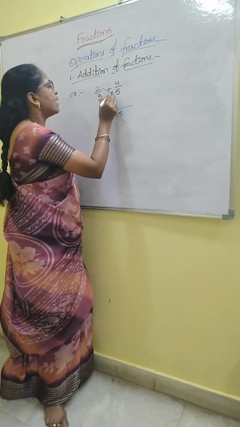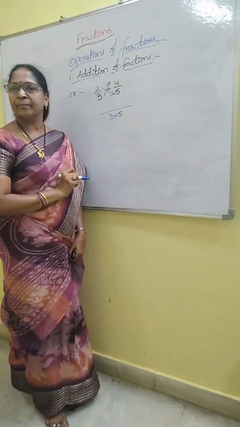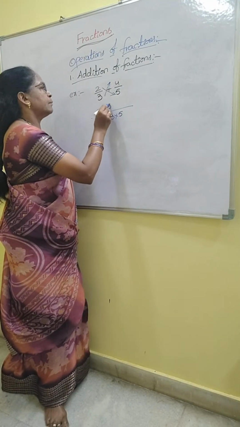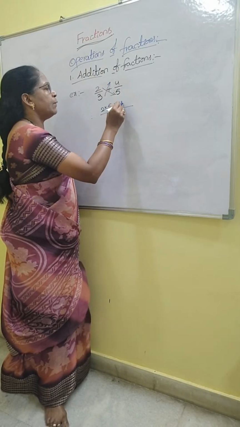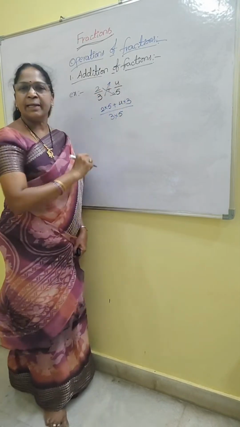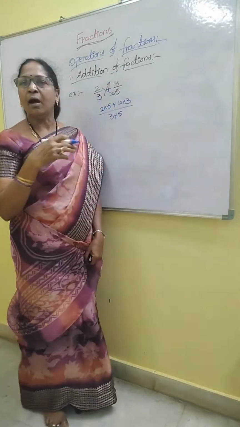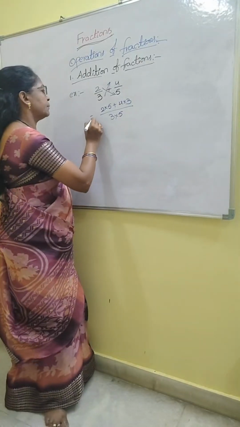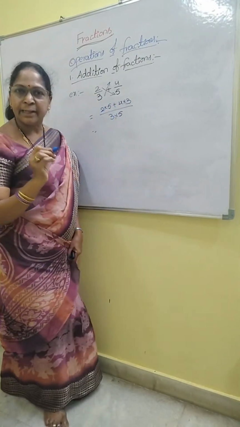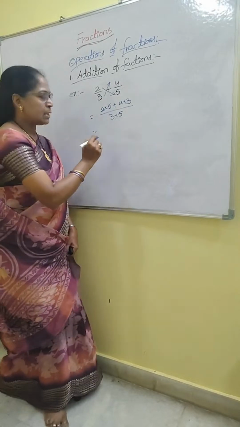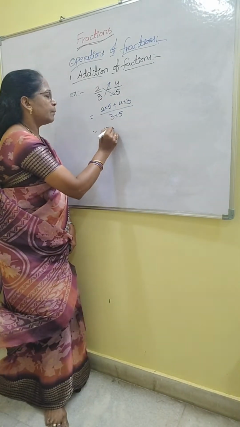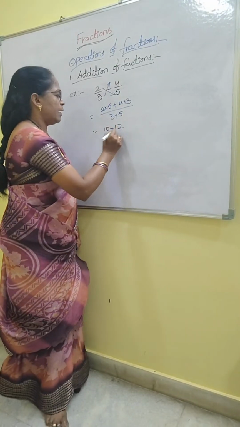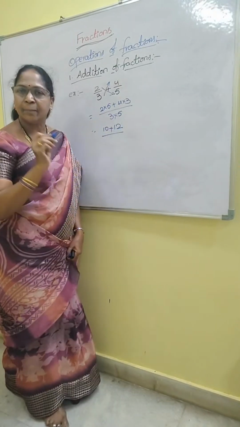Just write like this, then you can remember easily. Next one is the cross multiplication method. Now 2 into 5 plus 4 into 3. The second one is 3 into 4 or 4 into 3, anyone you can write, don't confuse. Now here 2 5 are 10. Multiply these two numbers. 2 5 are 10 plus 4 3 are 12, divided by 3 5 are 15.